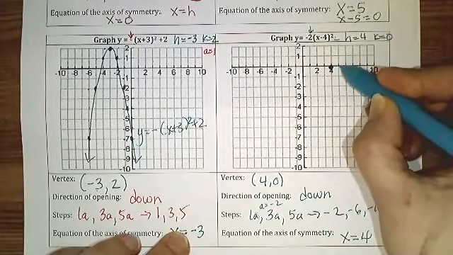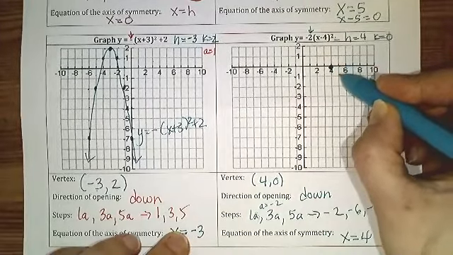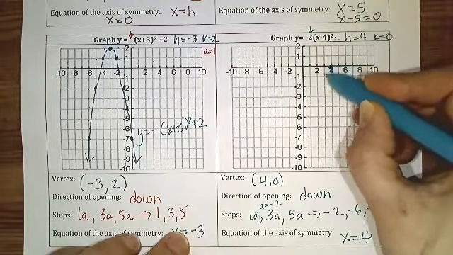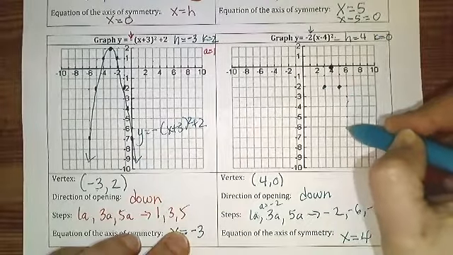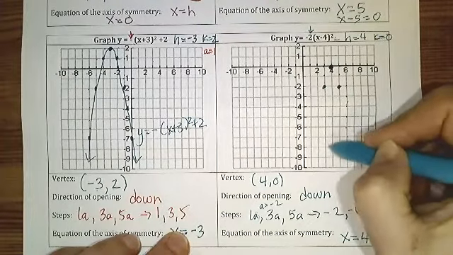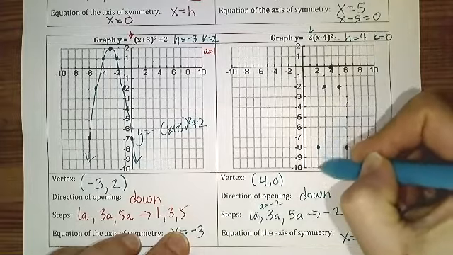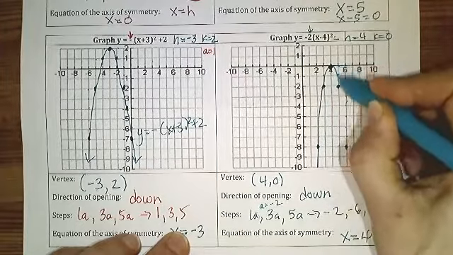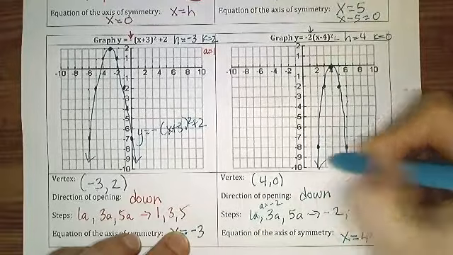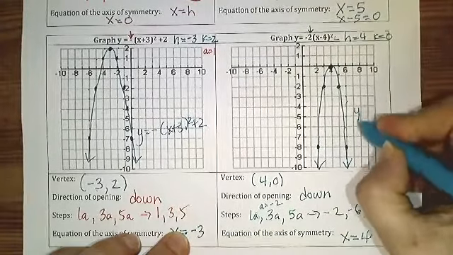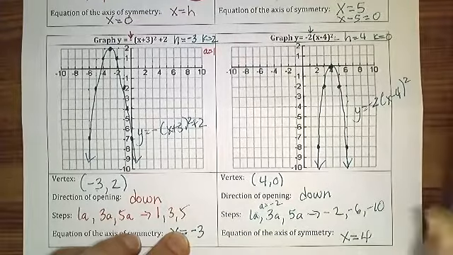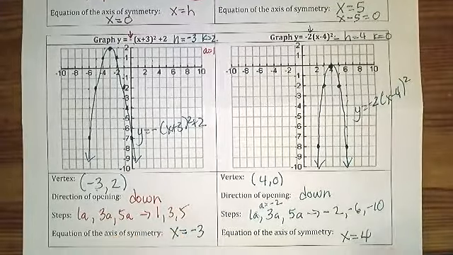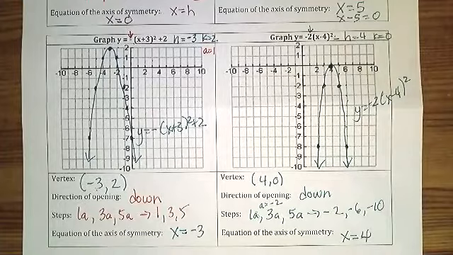Still going over by 1, we're going to go down 2. Over 1, down 6. Over 1, down 10. Draw your curve with arrows at the end and label. So that is a summary of how to graph our quadratics from vertex form.